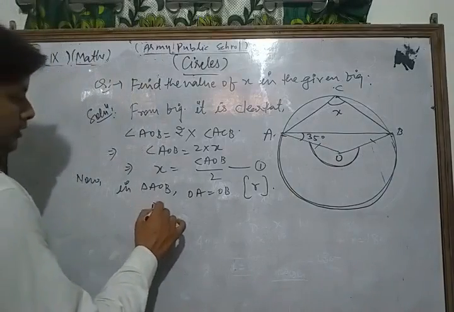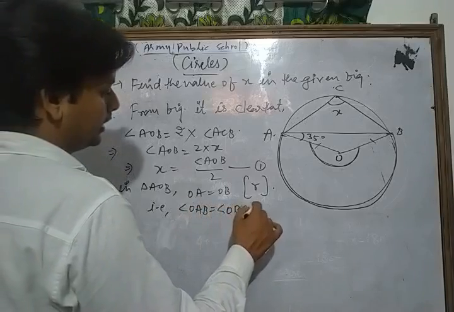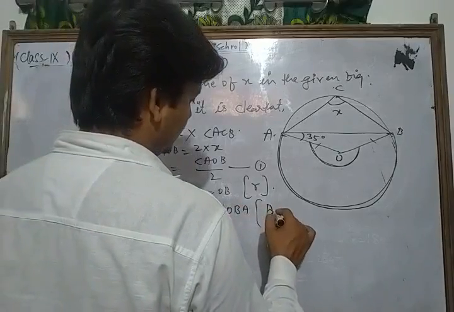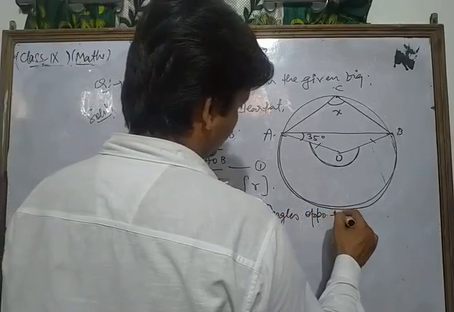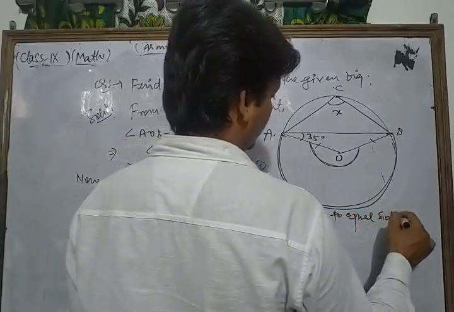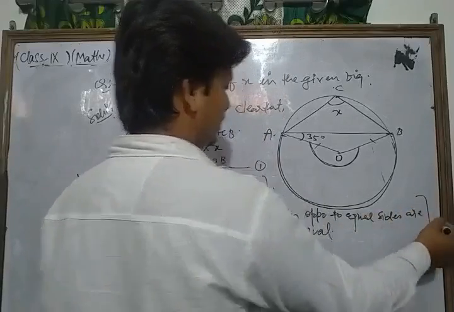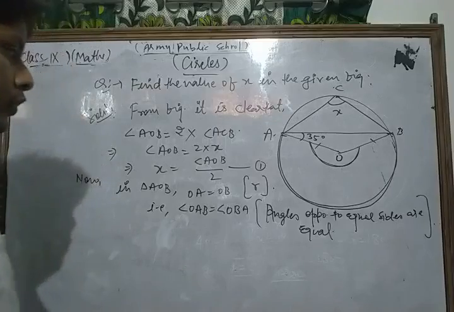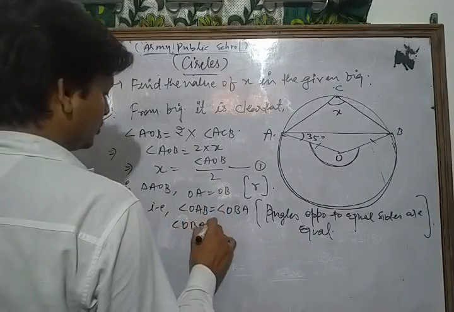Angle OAB is the same as angle OBA, because angles opposite to equal sides are equal. This is the property: the angles opposite to equal sides are equal. So from there angle OAB is 35, so angle OBA is also equal to 35.